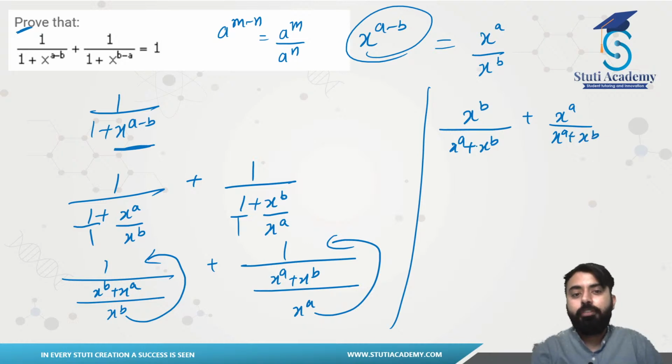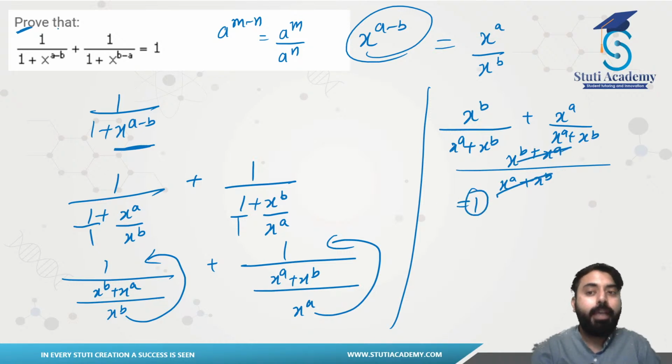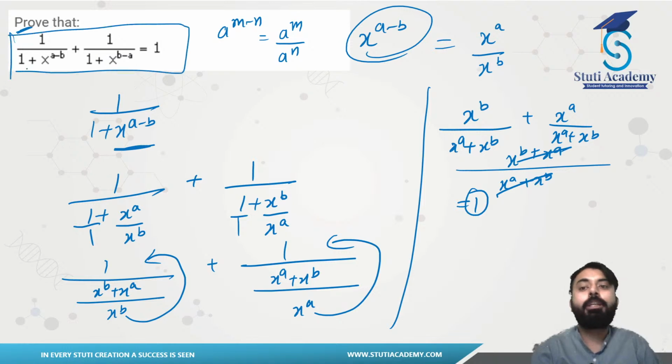Now guys, see, the base is the same and the denominator is the same. You can just take the LCM again. x^a plus x^b, x^b plus x^a, they will cancel out, and ultimately it will be 1. You had to prove this one, and ultimately we have proved this. Very easy question. This can be asked in your exams also, so you can just keep it in mind.